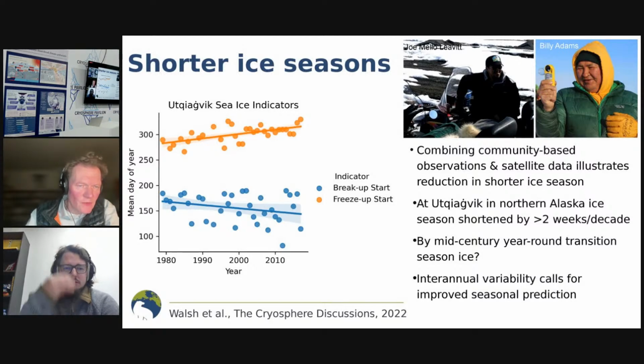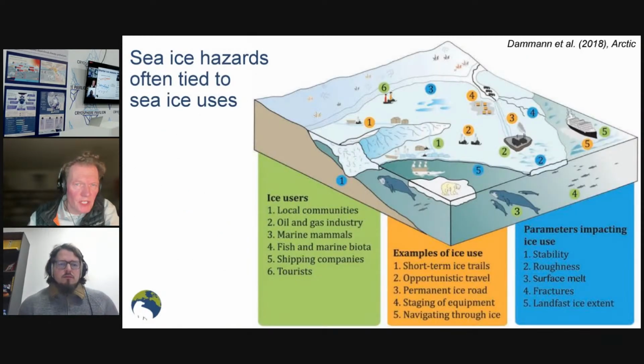Interesting is the fact, if you look at the lower curve here, you see large interannual variability in the date of breakup. That holds some promise for subseasonal to seasonal scale prediction that allows some increased preparation by the community and operators in the region for ice conditions in a particular year.